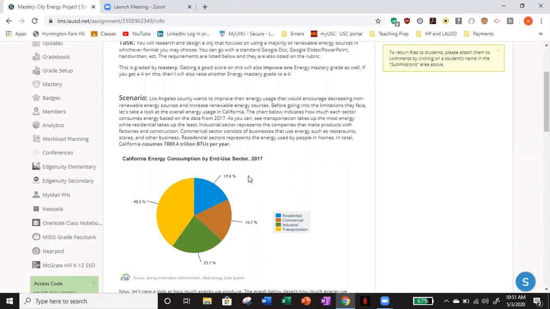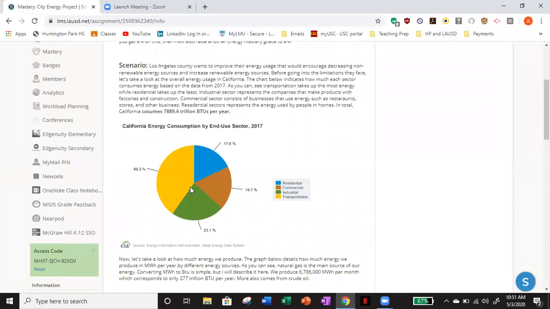Before that, I wanted to take a look at the energy usage in 1 year. We're going to use California just to have a basis of the energy usage. We use almost 8 trillion BTUs per year. That's a form of energy, or energy units.